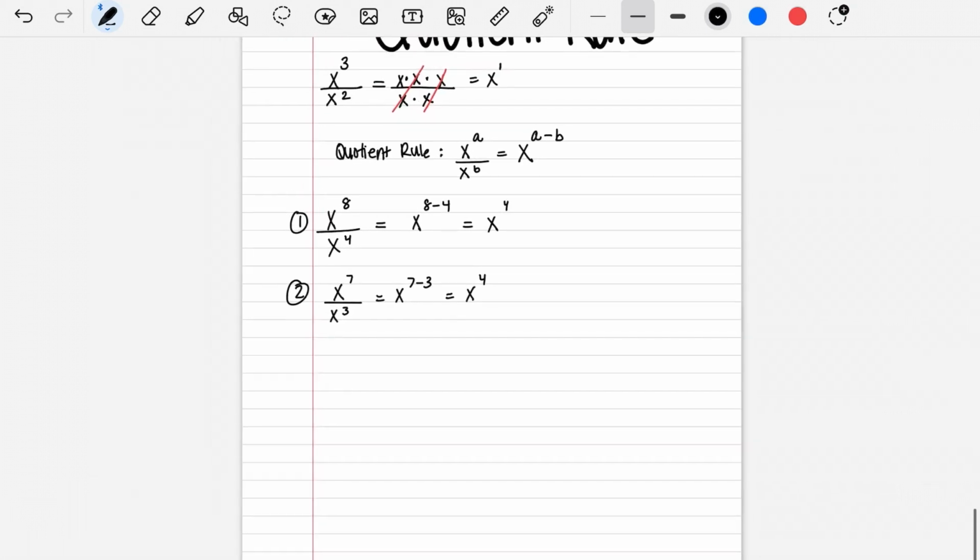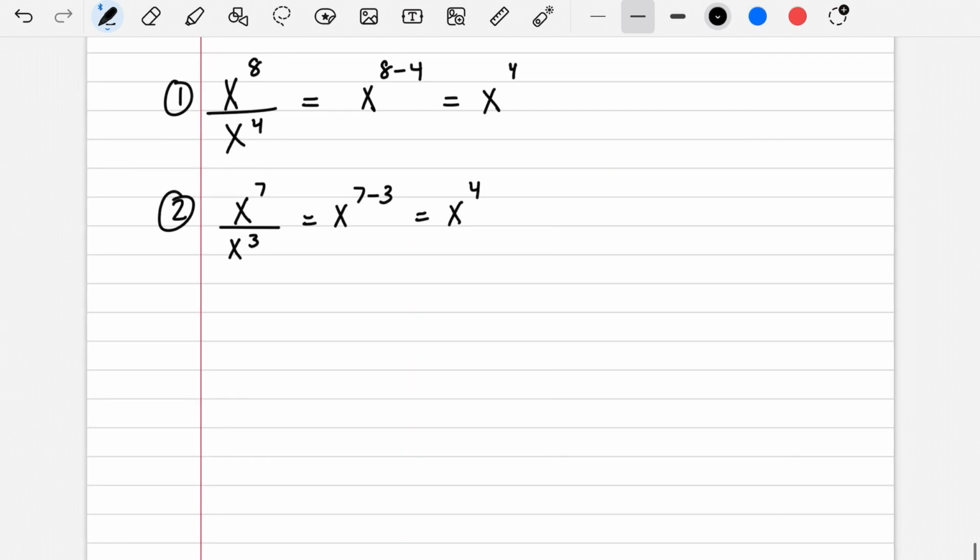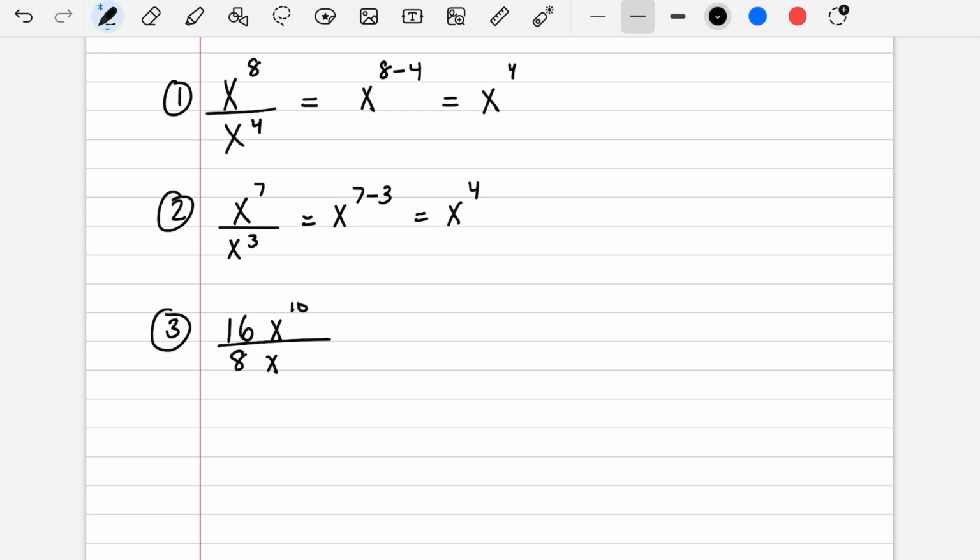Now, let's go ahead and level it up a little bit. What do we think is going to happen if I have something like this? 16x^10 over 8x^6. Pause here. See if you can think about what we would do a little differently here.